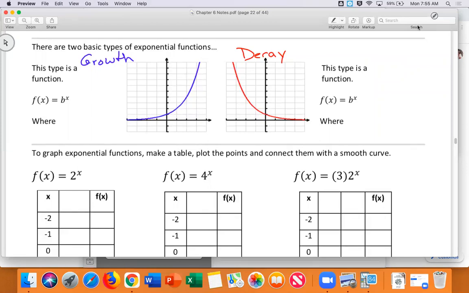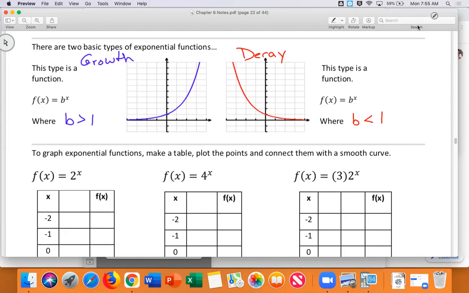there's kind of like a little difference here because this says f(x) = b^x, and this is f(x) = b^x as well. So what's the difference here? Okay, do you guys know the difference between the two? Okay, the difference is this. In the growth function, b is going to be greater than 1. So if b is greater than 1, it's a growth. For decay, we're going to say b is less than 1.